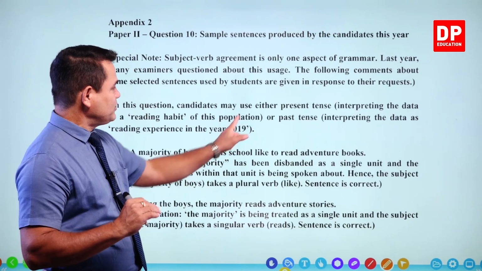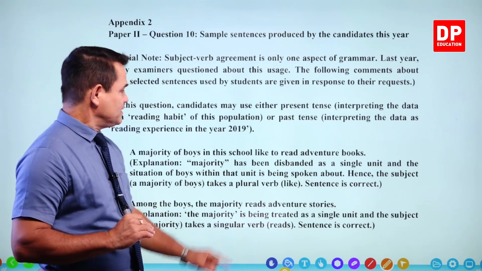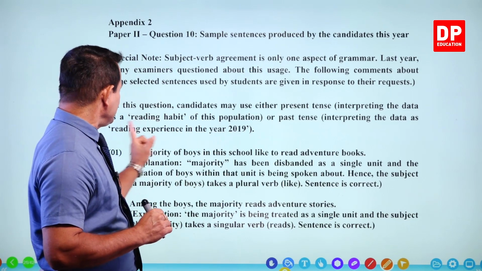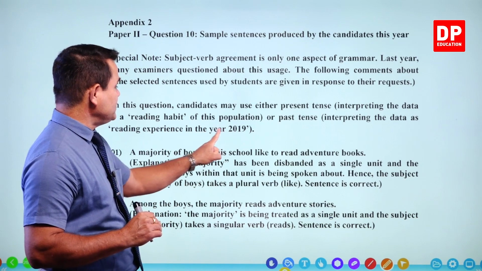You can use present tense also in this way, or past tense interpreting the data as reading experiences in the year 2019.